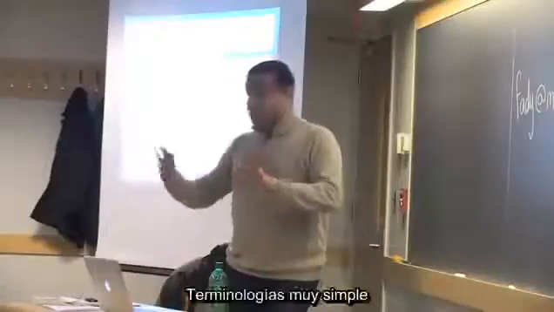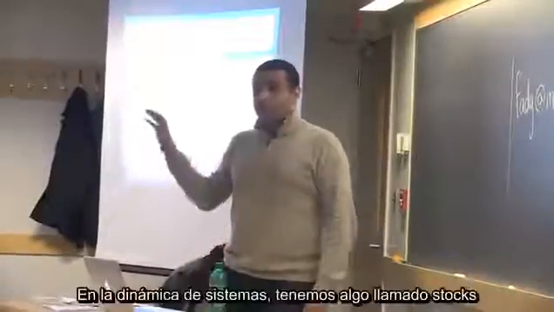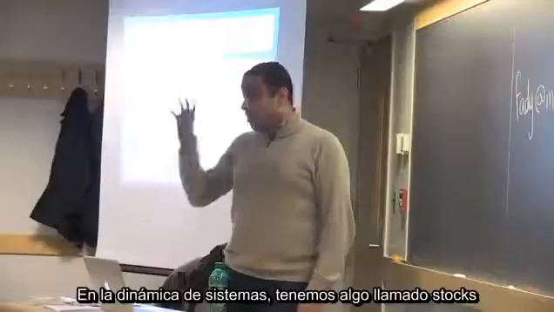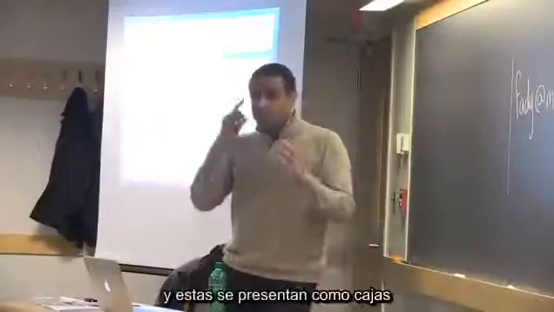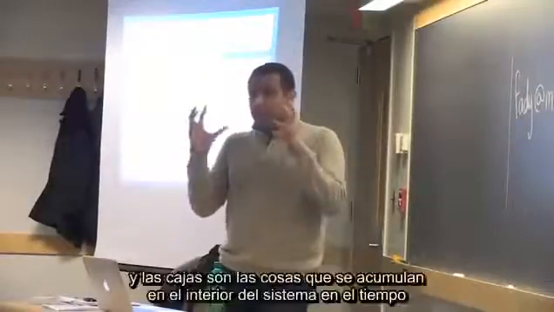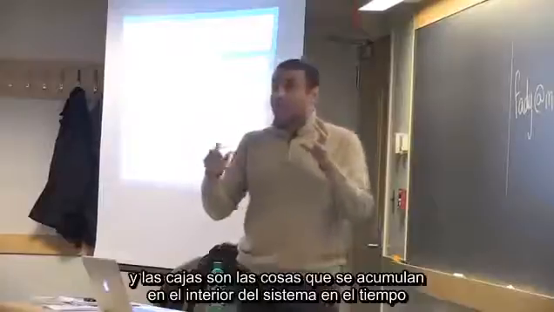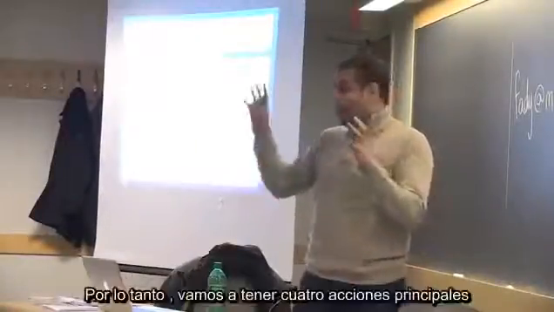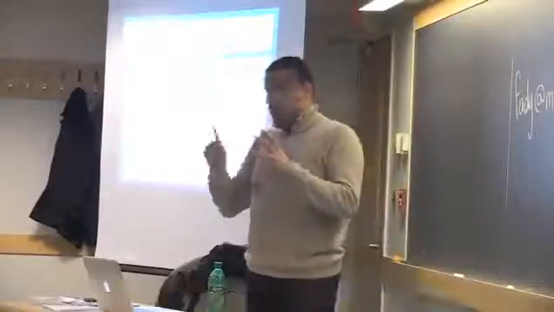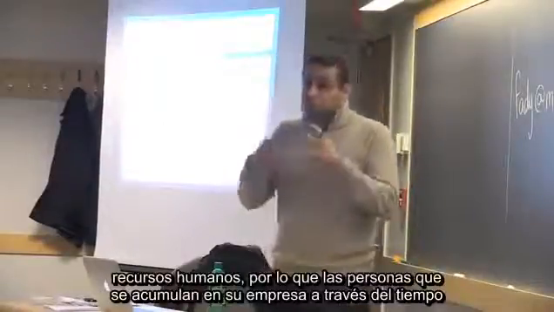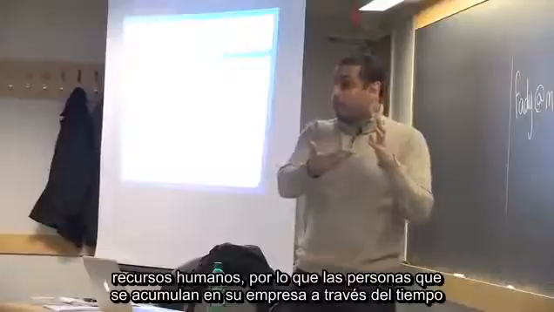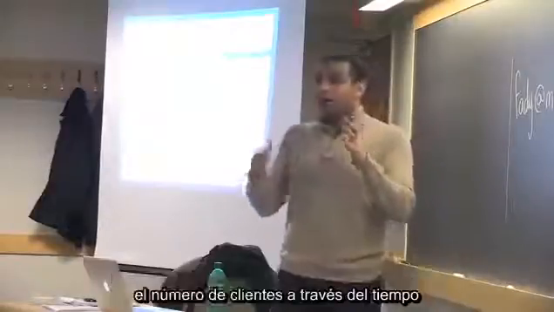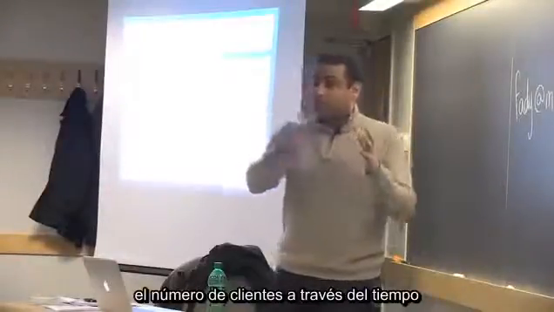So very simple terminologies. In system dynamics, we have something called stocks. And stocks are represented as boxes. And these boxes are the things that accumulate inside the system over time. So we will have 4 main stocks. Human resources, so the people. Those accumulate inside your company over time. Number of customers, they accumulate.